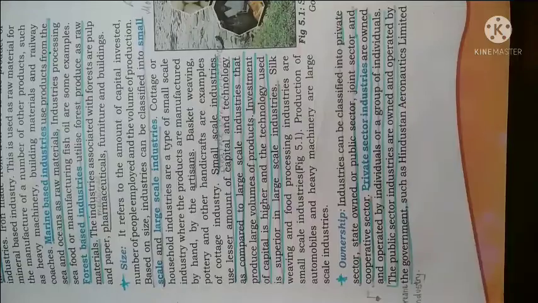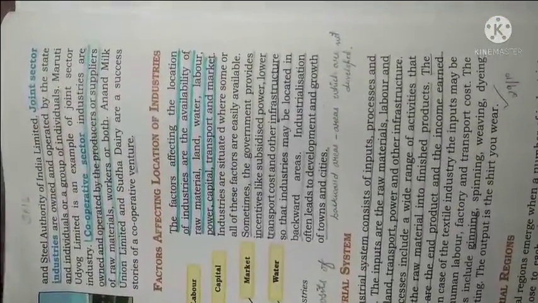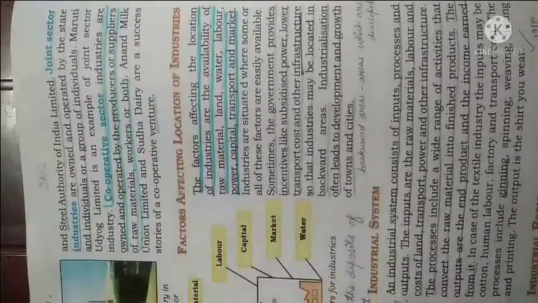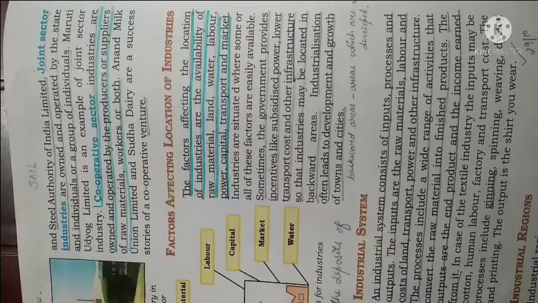Public sector industries are owned by the government. Joint sector industries are owned and operated by the state and individuals. Maruti Udyog is an example of such an industry. Cooperative sector industries are owned and operated by the producers or suppliers of raw materials, workers, or both. An example of a cooperative sector industry is Amul.